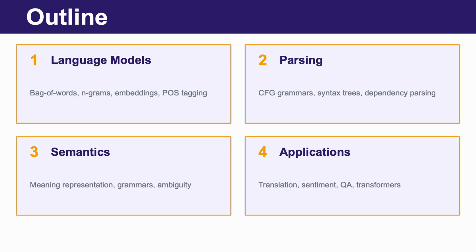NLP is not a single technique, but a collection of methods that work together. You need models to understand word meanings, parsers to understand sentences and the structures of the sentences, and semantic systems to understand what a sentence actually means. This lecture walks through each of those layers in order.